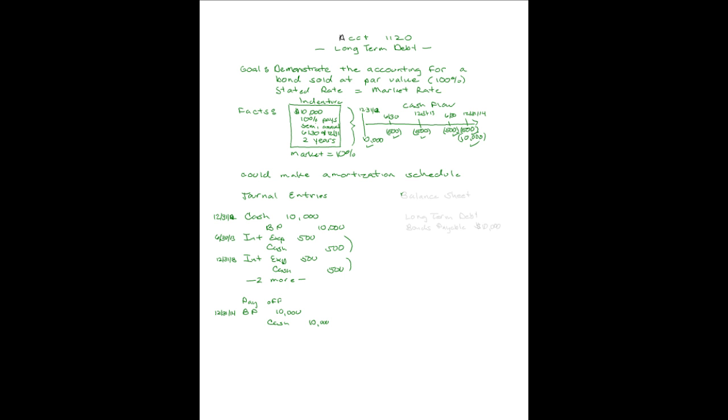How would this look on our balance sheet? It wouldn't matter where you looked at it, because there isn't a premium or discount changing the amounts. Under long-term debt, you would show bonds payable in the amount of $10,000. And that wouldn't change because you're not amortizing a premium or a discount along the way.